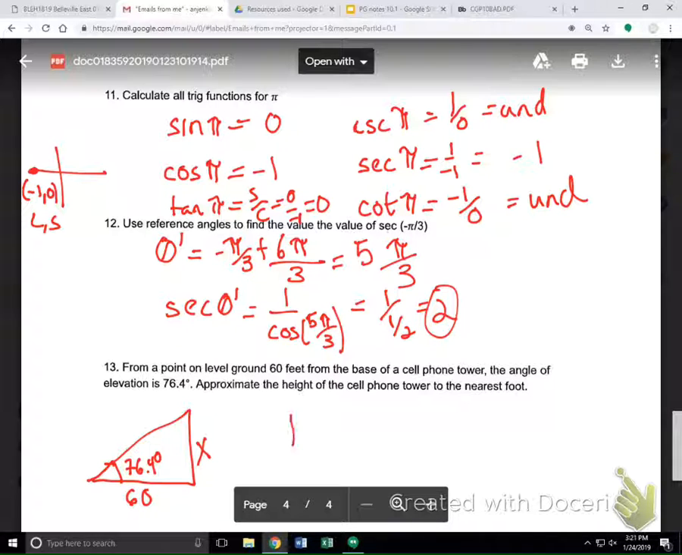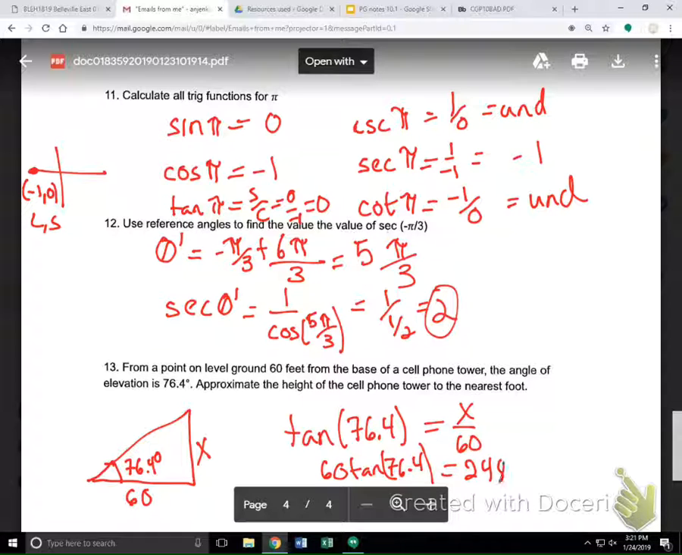What trig function are we using? Tangent. We're using tangent because we have opposite and adjacent. So tangent of 76.4 equals opposite over adjacent. You end up with 60 times tangent of 76.4. Remember, this is supposed to be in degrees. What value did you get? 248. Okay. And this is in feet?